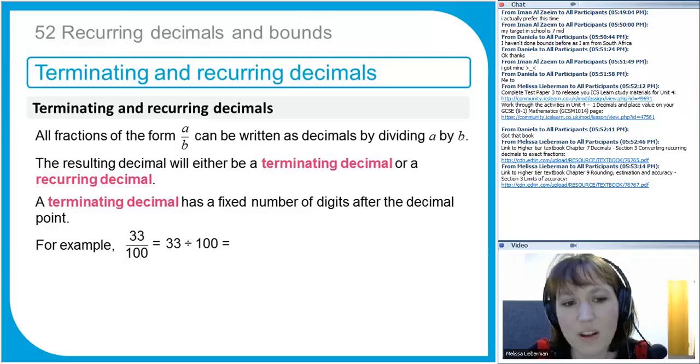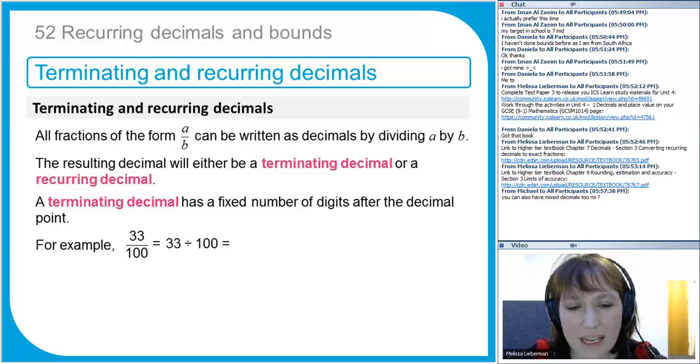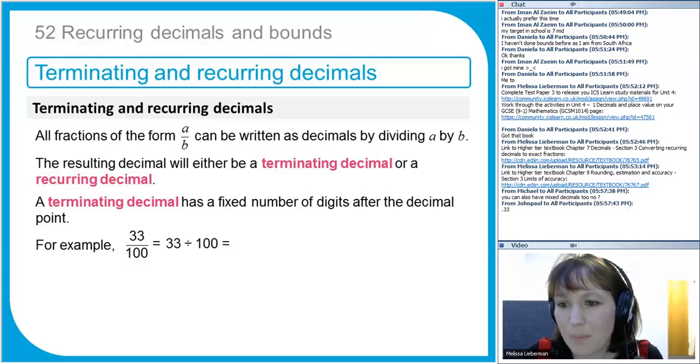So if you were to convert 33 over 100 into a decimal, 33 divided by 100 is quite straightforward. You just move the decimal point at the end 2 places. Perfect, yes. Mixed decimals, yes, you could have a number in front of it. That would be perfectly reasonable, because when we say A over B, the top number could be bigger than the bottom number. That would be an improper fraction.